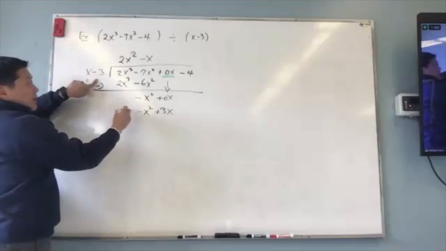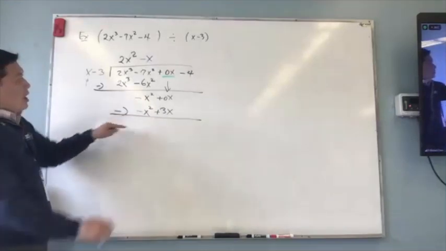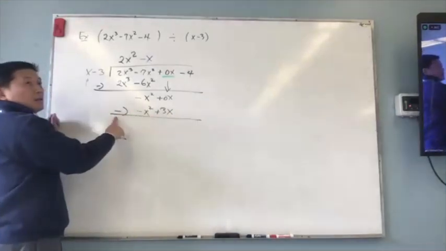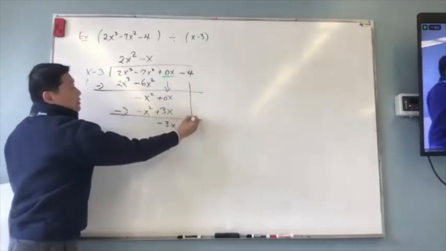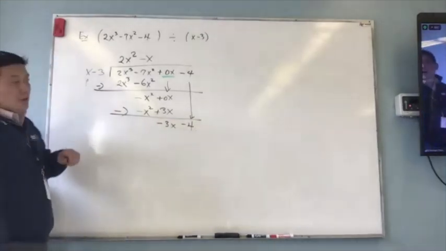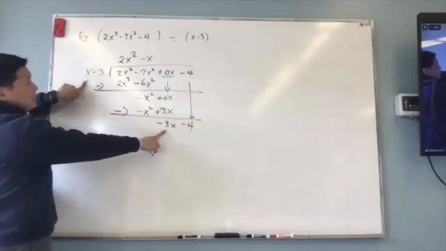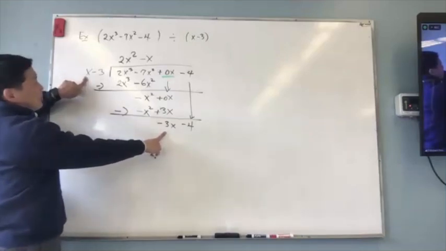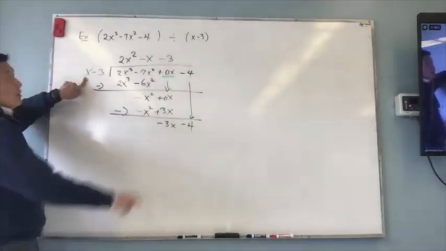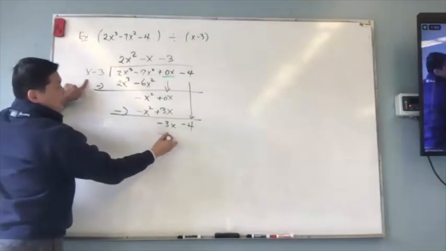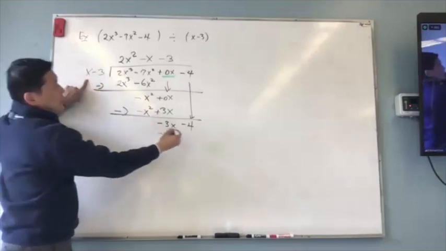Put a minus sign, half parenthesis, line across. This minus this is gone. 0x minus 3x gives you negative 3x. Bring the negative 4 down here. Now you're dealing with the lead term and lead term again. If this is x, and this is negative 3x, I will multiply by negative 3. So negative 3 times x gives you negative 3x. Negative 3 times negative 3 is positive 9.